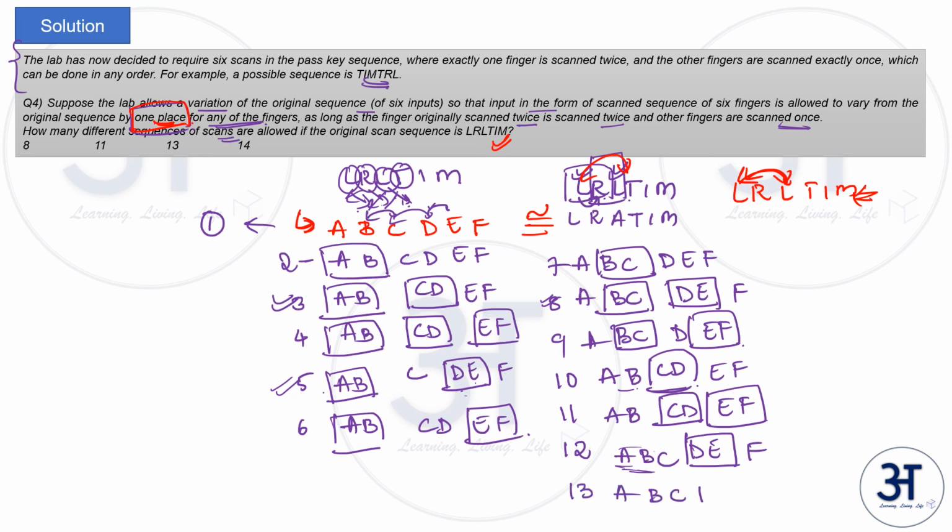Similarly, A, B, C, D, E, F. EF shifting, leaving everything else alone. EF can shift with AB, which is taken care of here. Similarly, all the possible other cases with EF are taken care of. So if you see total, there are 13 possibilities for this. So the answer here is 13, right?